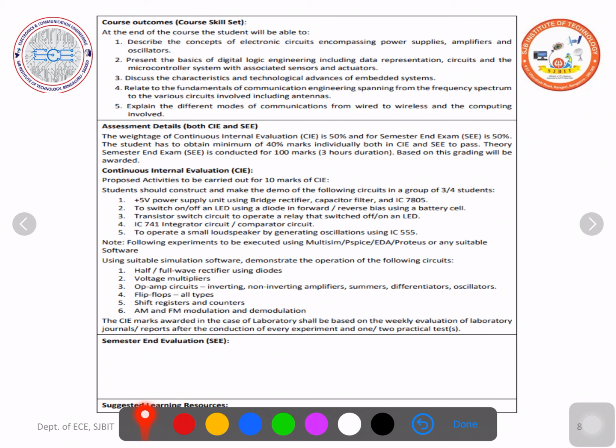And you will be able to relate to the fundamentals of communication engineering spanning from the frequency spectrum to the various circuits involved including antennas. And the last course outcome is you will be able to explain the different modes of communications from wired to wireless and the computing involved. Out of 50 marks of CIE, 10 marks are for conducting a few experiments. There are totally 5 experiments and 6 simulation experiments.